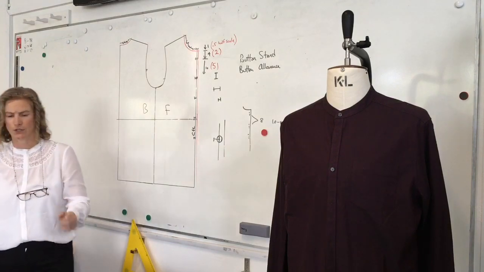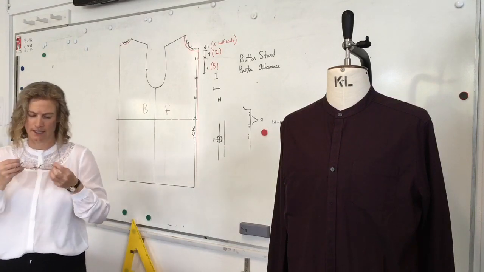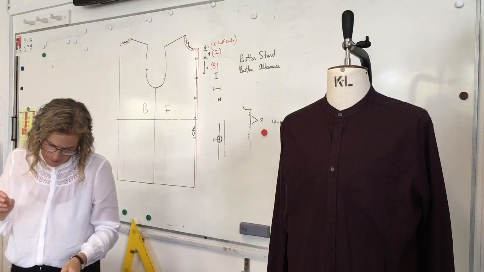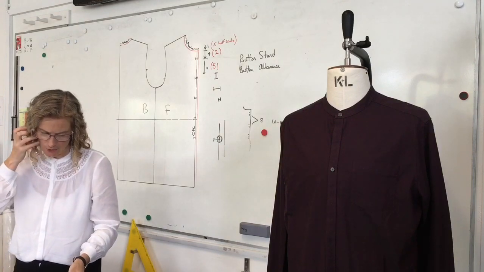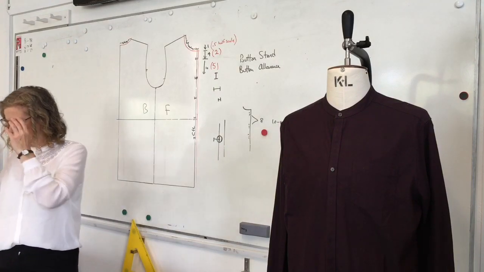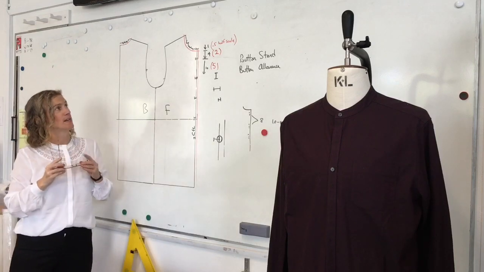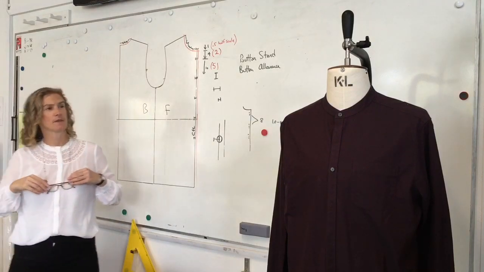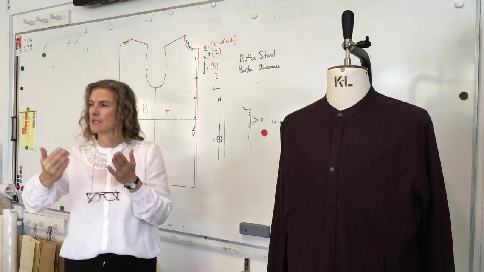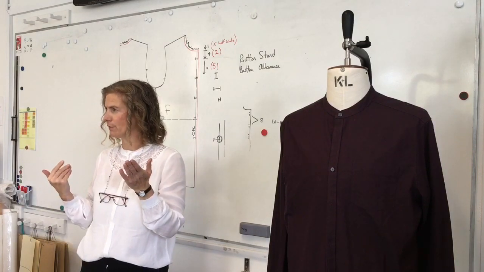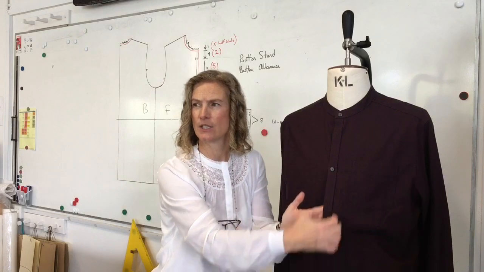Okay, so the next thing we're going to do is facing. I think she says it there too. She says add the button stand, mark buttonholes, which is what we've done. Then she says draw in facing line. Now, a facing is a piece of fabric that is sewn to the edge of something to finish something off. This has an actual button band on it.